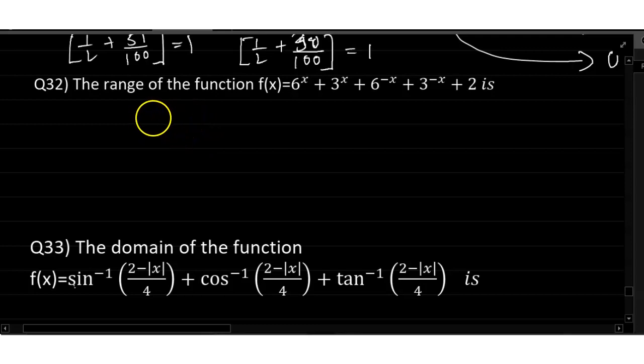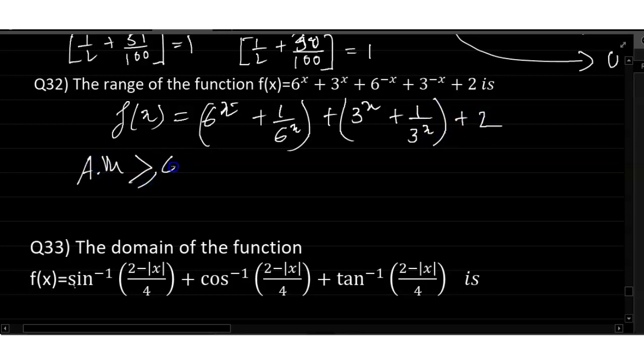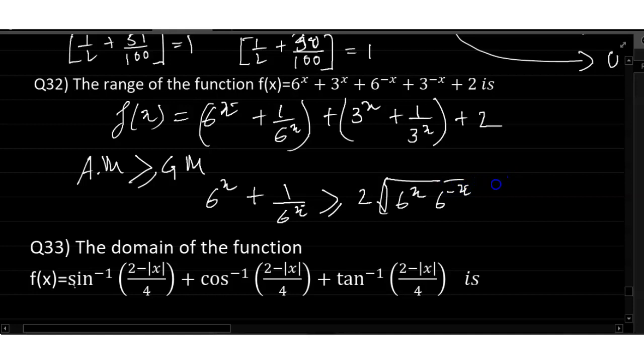Now we can write f(x) equals 6 to the power x plus 1 by 6 to the power x, and 3 to the power x, plus 3 to the power minus x, where we apply AM greater than or equal to GM. So 6 to the power x plus 1 by 6 to the power x is greater than or equal to 2 into root over 6 to the power x into 6 to the power minus x.